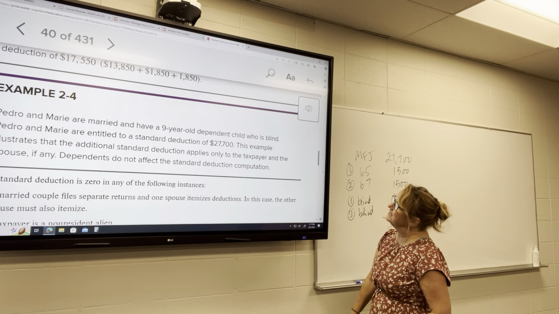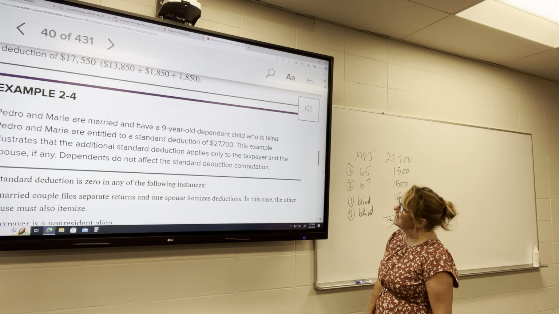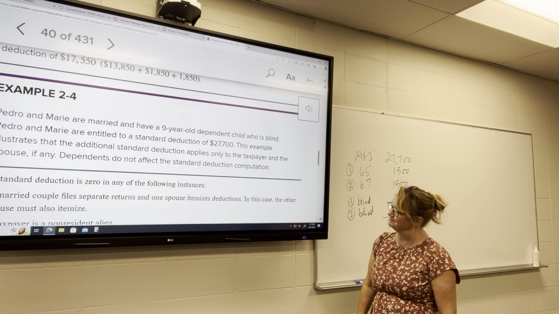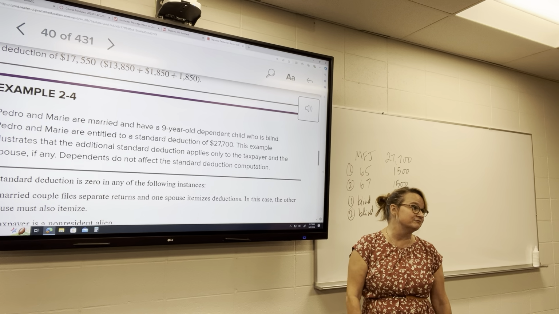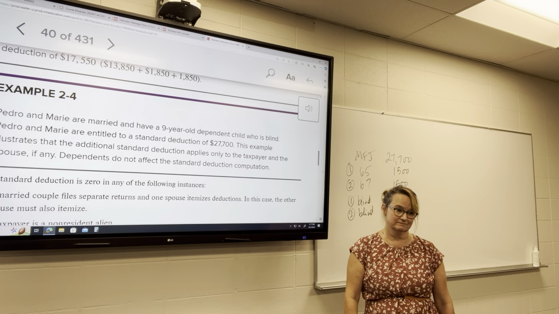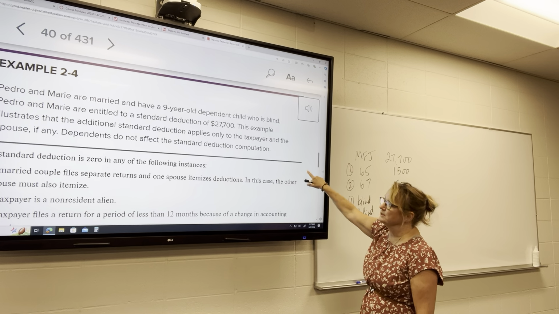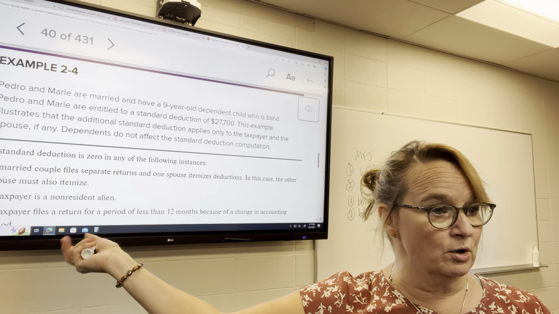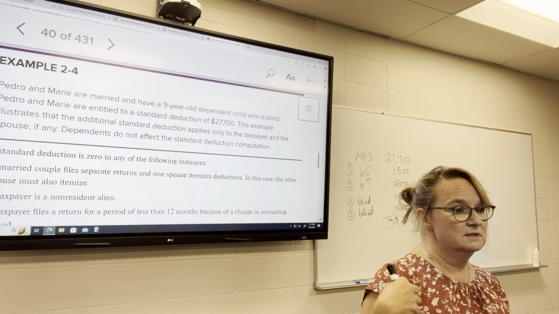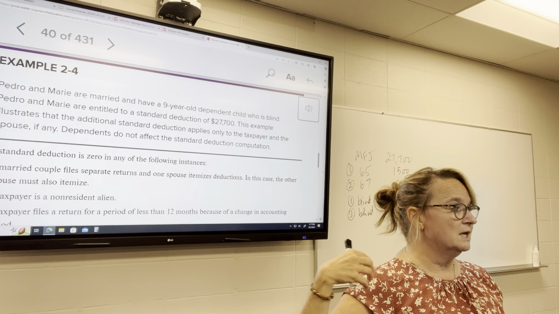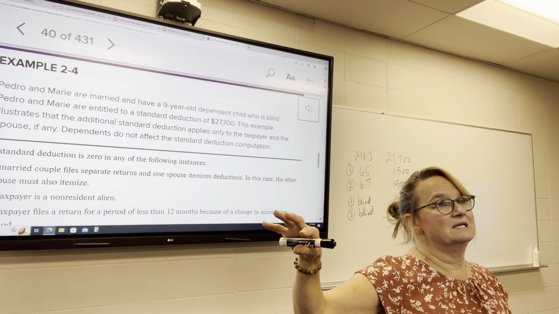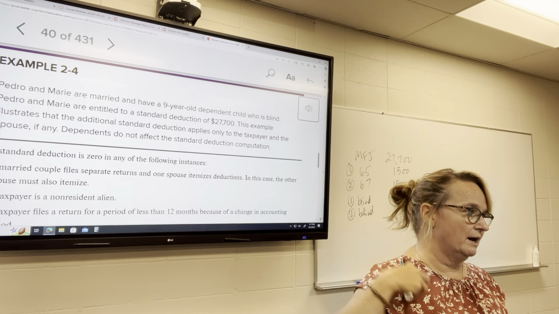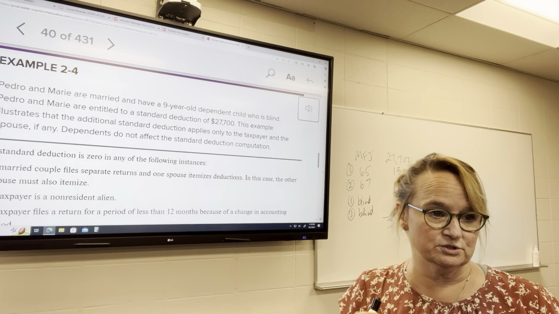Pedro and Marie are married, and have a 9-year-old dependent child who is blind. Their standard deduction is still $27,700. This additional amount is only for the taxpayer. It's not for dependents. Remember, dad could be in the nursing home, and he is our dependent. If he's 72 years old and filing his own tax return, he's entitled to an additional amount, but on my tax return, he would not be entitled to an additional amount because he's a dependent.